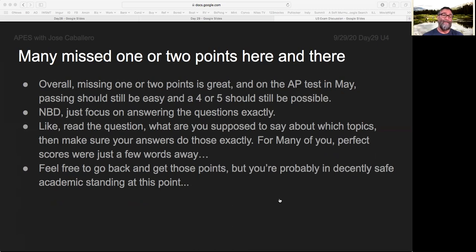Read the question. Make sure that everything lines up, that your action word and your subject are what they were looking for. And you were just a few words away. That's a good handful, like a third of my students, a quarter of my students were just a few words away from a perfect score. So go back and get those points. Most everybody in this position already has a good enough grade. They probably don't need the test corrections.